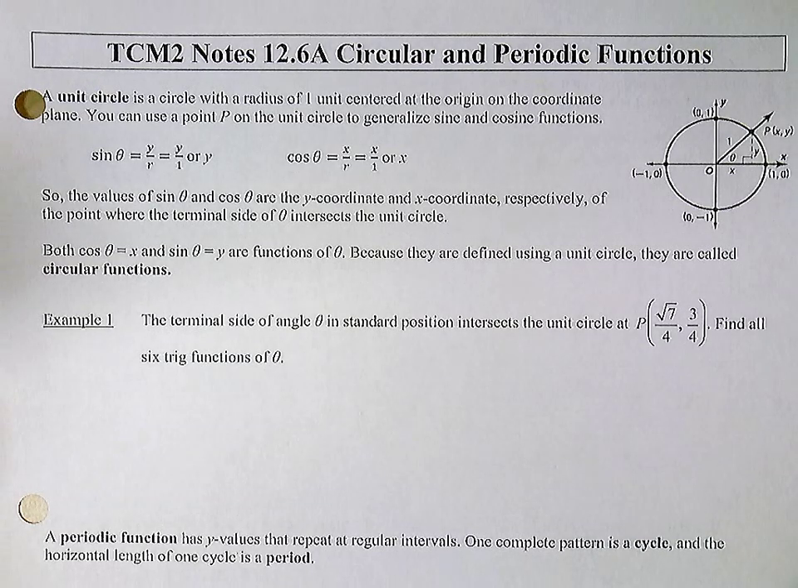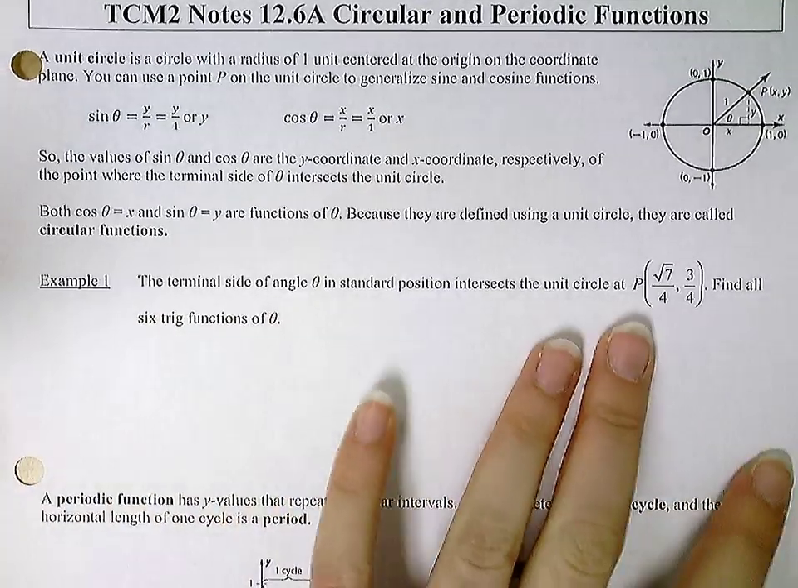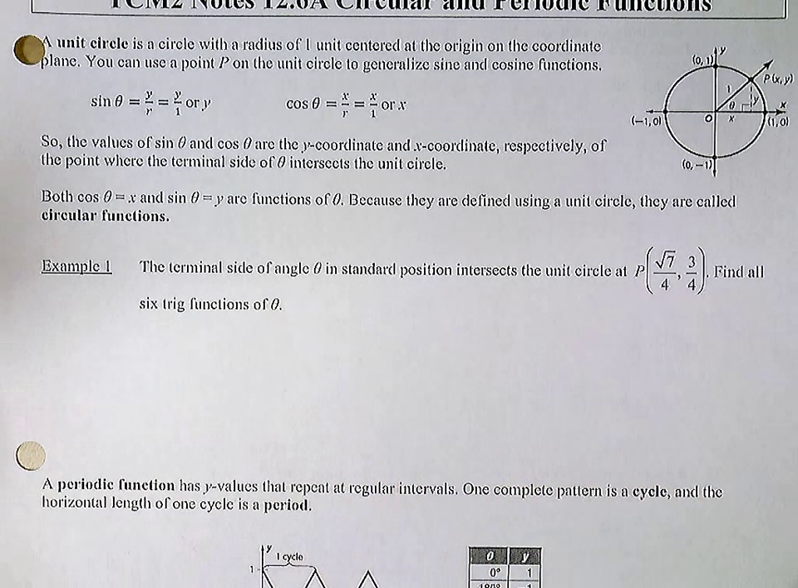So in example 1, the terminal side of angle theta in standard position intersects the unit circle at point P. Point P is at square root of 7 over 4, 3/4. And we want to find all 6 trig functions of theta. So that's sine, cosine, tangent, secant, cosecant, and cotangent. Those were our 6 trig functions.